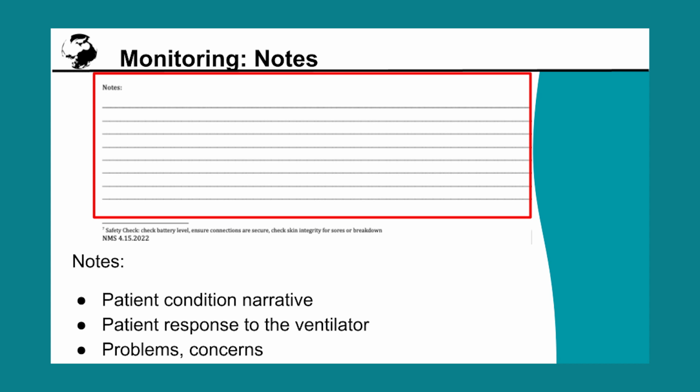The notes section can be used at any time to note something that does not fit in the boxes above. Any narrative about the patient's condition or response to the ventilator, problems, concerns, etc., can be documented in this space. Be sure to include a date, time, and signature for each new note.